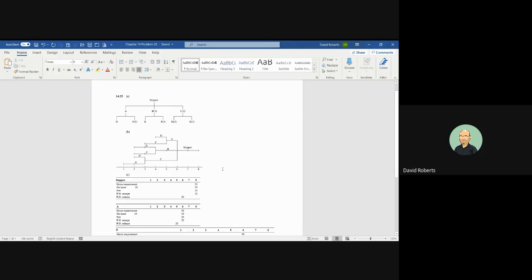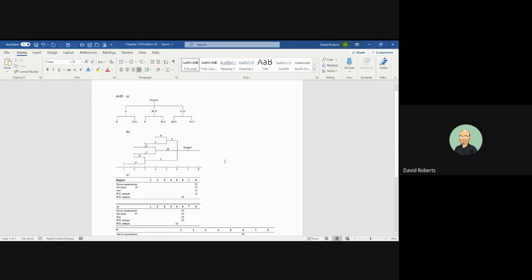Welcome to problem 25 from chapter 14. In this particular case, in part A, you're asked to draw a product structure tree. And you can see how it's laid out for this particular problem. The parent, low-level code 0, is the stepper. For each stepper you need, there are three children, A, B, and C.